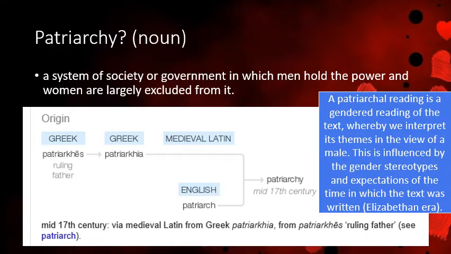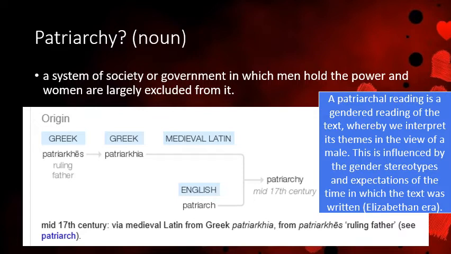We can also think about patriarchal readings of the text. So that's a gendered reading of the text where we interpret its themes with the guise of a male, and with dominance to the views of a male in that sense. But it's also very much influenced by gender stereotypes and expectations of the time. We know that the Elizabethan era was very, very different in the way in which men and women were treated, and obviously women were not given a great deal of equality or choice or a voice, even in wealthy families like the Capulets.